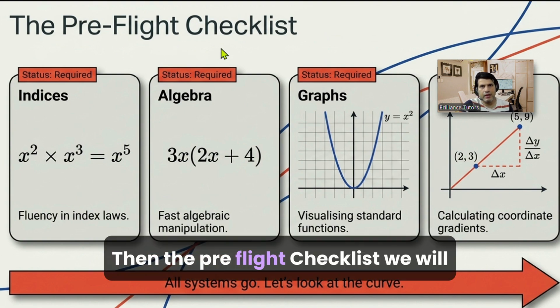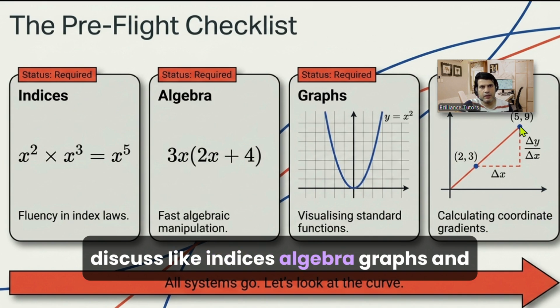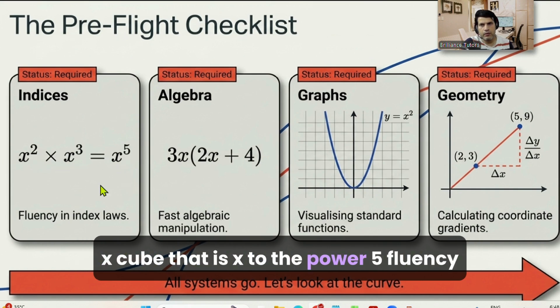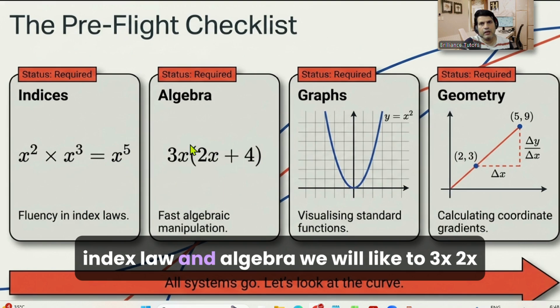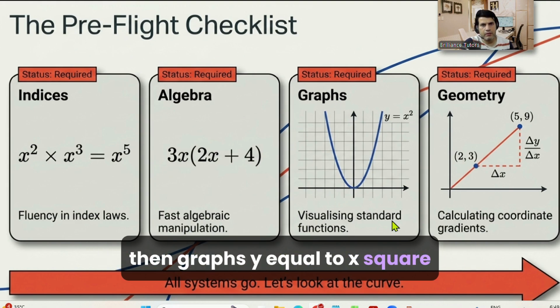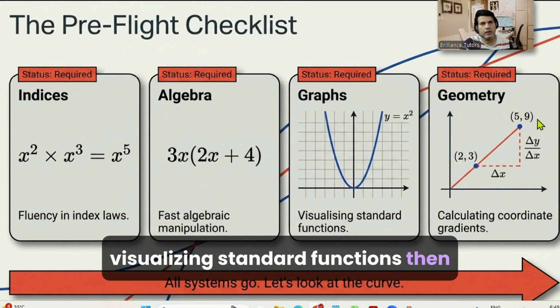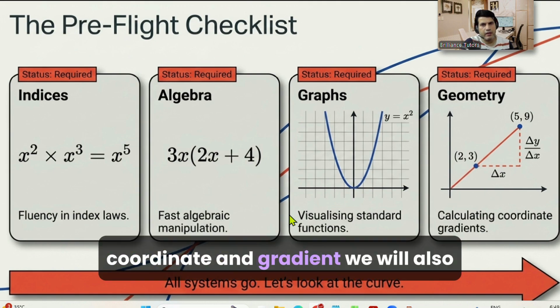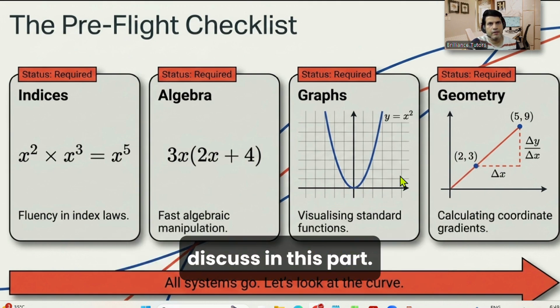Then the pre-flight checklist we will discuss: indices, algebra, graphs, and the geometry part. Indices: x square into x cube, that is x to the power 5, fluency in index laws. And algebra, like 3x(2x plus 4), the first algebraic manipulation. Then graphs, y equal to x square, visualizing standard functions. Then geometry, where we have to calculate coordinates and gradient, which we will also discuss in this part.